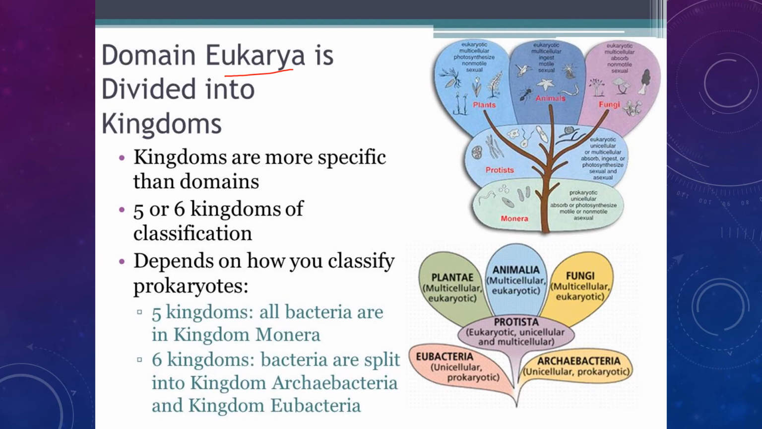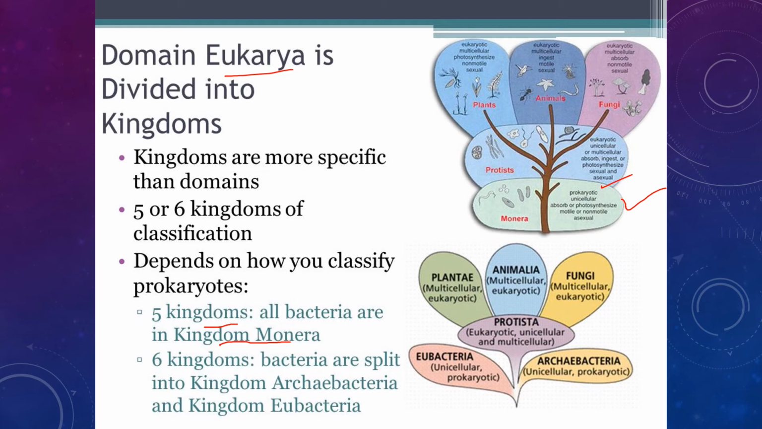Next, the domain Eukarya, that is the eukaryotes, is divided into 2 kingdoms. Initially, it was the 5-kingdom system, and all the bacteria were included under the kingdom Monera. You can see over here, Monera includes all the bacteria together. But later on, Monera was divided into 2 domains. Monera included prokaryotic organisms, while the rest of all, Protista, Plantae, Animalia, fungi, were eukaryotic organisms. All the prokaryotic organisms were put into Monera.